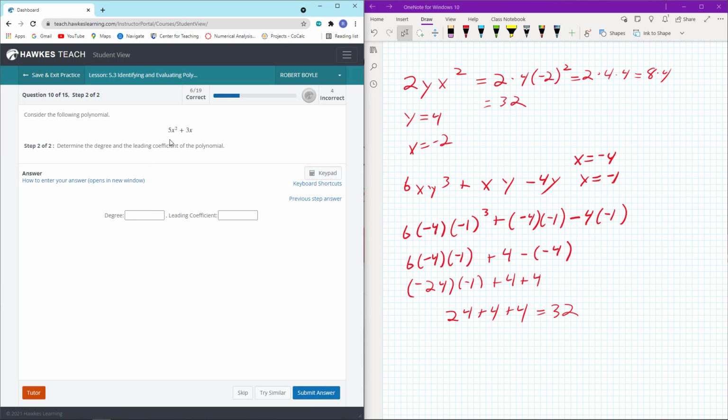Now for the second part, notice we need to find the degree and the leading coefficient. Well, this monomial has a degree of 1. This term has a degree of 2. So since this is the term of highest degree, that is the degree of the polynomial. Okay, and now the coefficient associated with this is 5, so the leading coefficient is 5.